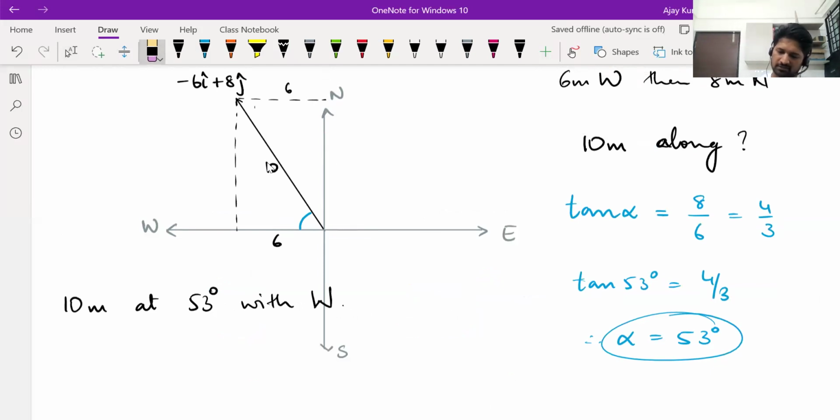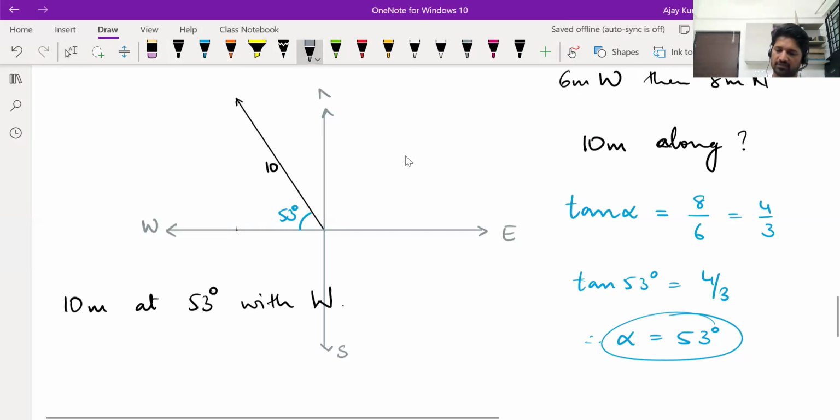Let me remove these numbers just to make it easy to see. We got this angle as 53 degrees. That angle 53 degrees is from which direction? Or with which direction is that angle 53 degrees? See and tell directly, with what direction is that displacement making 53 degrees? West, sir. With the west. Okay. So it is 53 degrees from west, you can say.